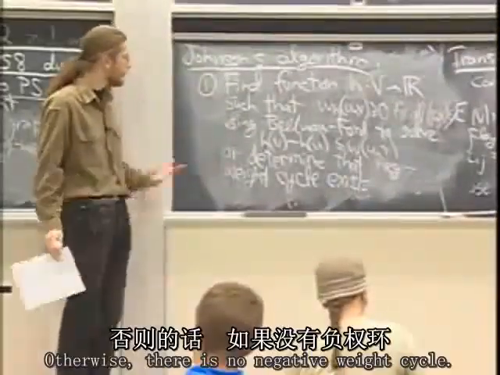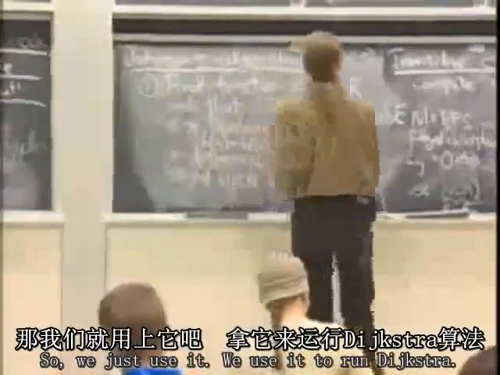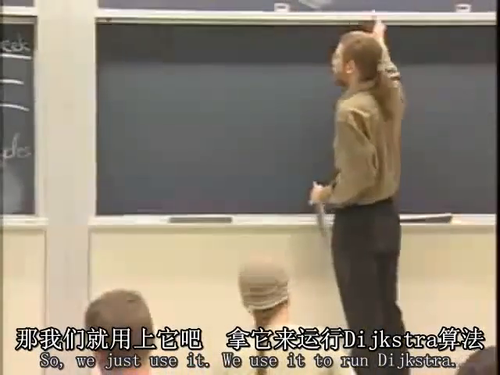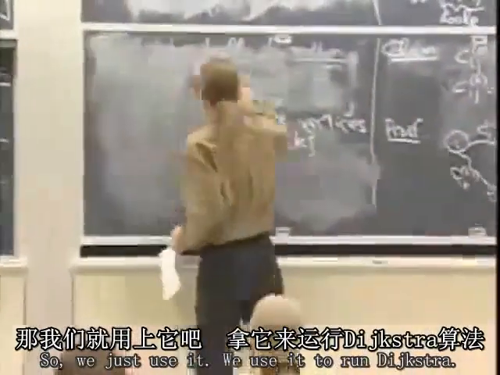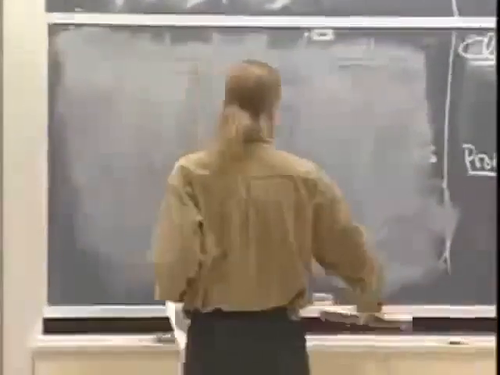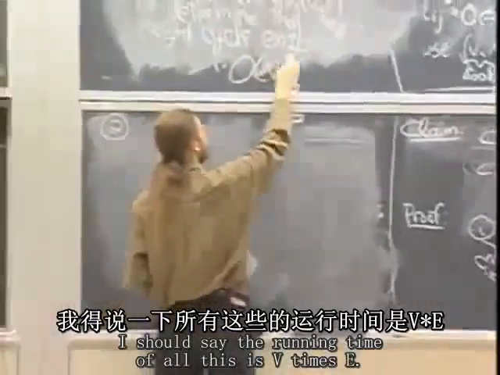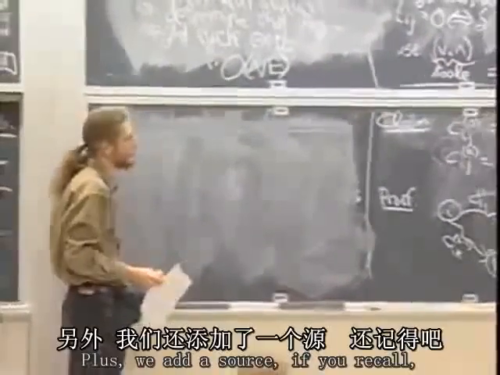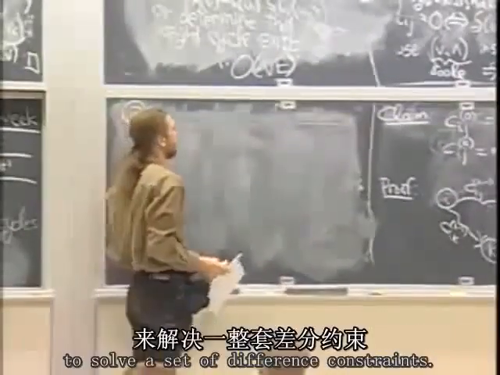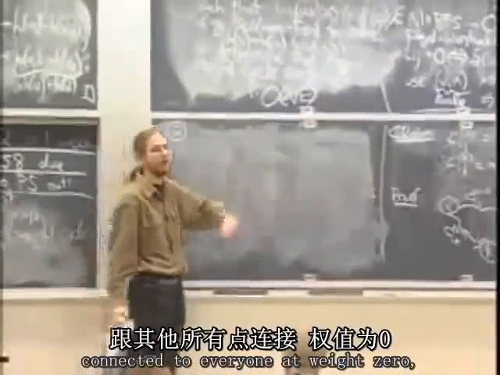Otherwise, there is no negative weight cycle. Therefore, there is an assignment that gives us non-negative edge weights. So we just use it. We use it to run Dijkstra. So step 2 is, I should say the running time of all this is V times E. So we're just running Bellman-Ford on exactly the input graph plus we add a source. If you recall, to solve a set of difference constraints, you add a source vertex S connected to everyone at weight 0. Run Bellman-Ford from there.